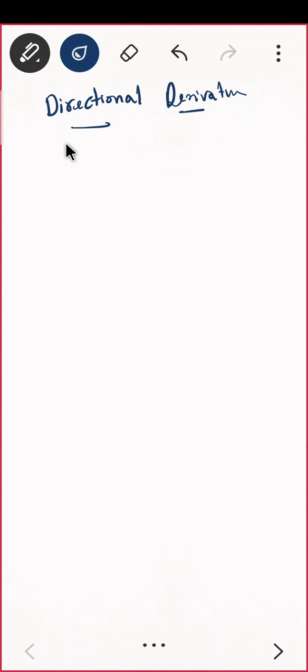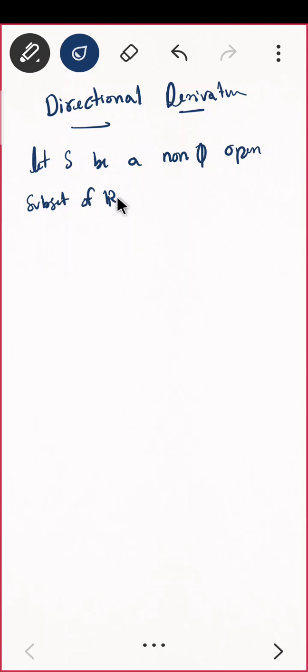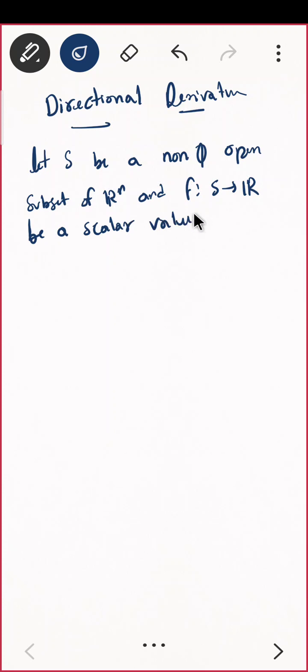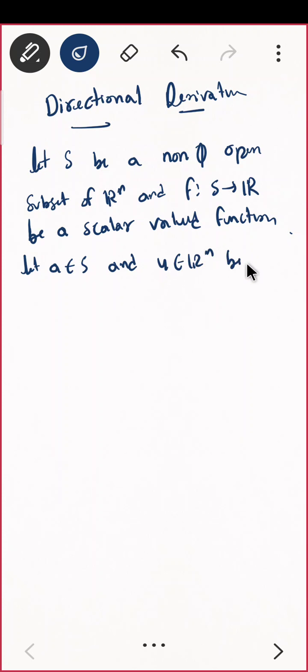Okay, directional derivatives. So let us quickly define what is called directional derivatives. Let S be a non-empty open subset of Rn, and the function f from S to R be a scalar valued function, and let a point E belong to S and U belong to Rn be a unit vector. U is a unit vector.